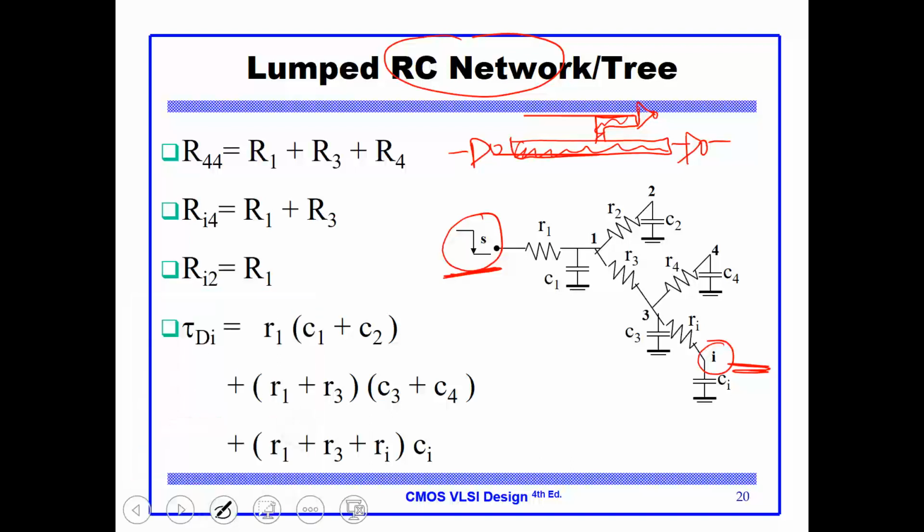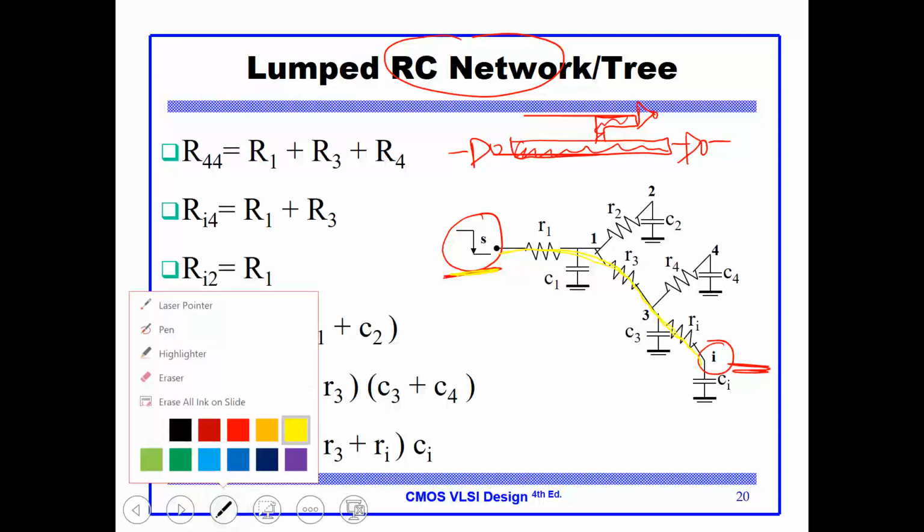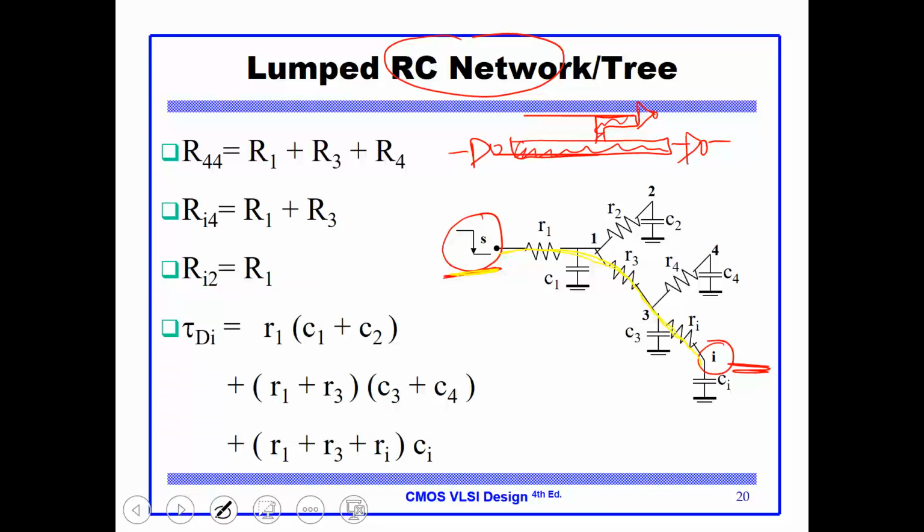First of all, what I need to do is to determine my main path. So from S to I, this is the main path. The rule says the following: the resistances that are within the path are counted. The resistances that are off the path are short-circuited. That's the first thing we do.